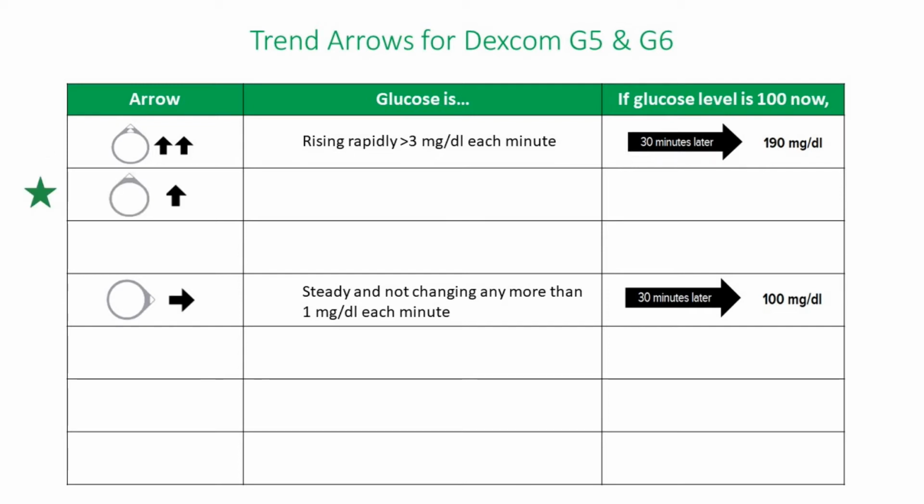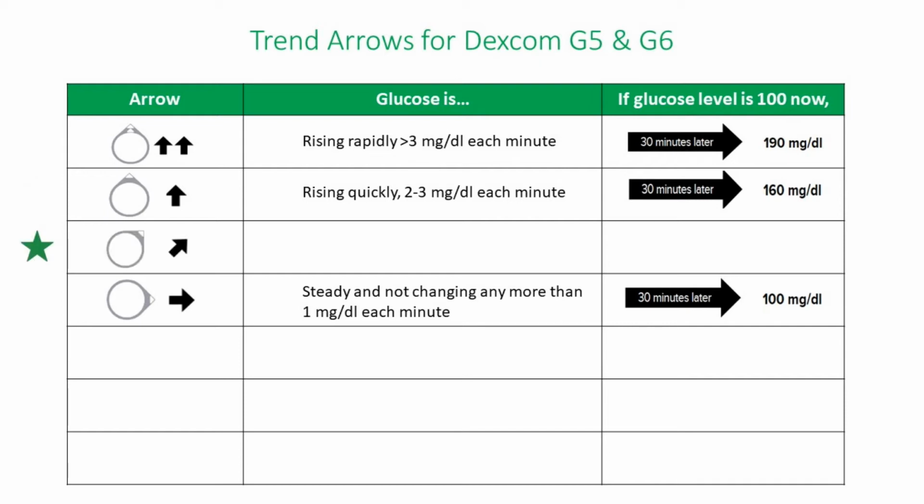Next, let's look at the single arrow. This arrow indicates that glucose is still rising quickly, but not as fast as the double arrows. This means that it's rising about 2 to 3 milligrams per deciliter a minute. By way of example, if you're 100 right now, or your child, in 30 minutes, glucose levels can be predicted to be about 160.